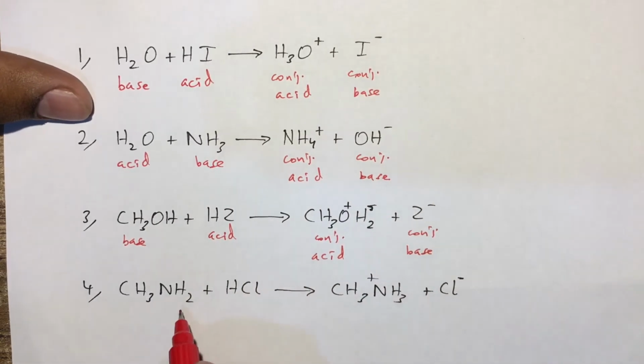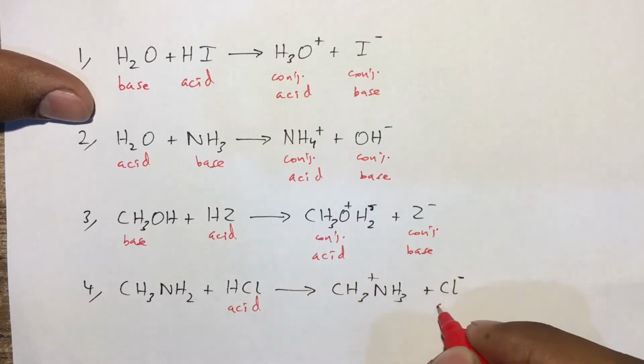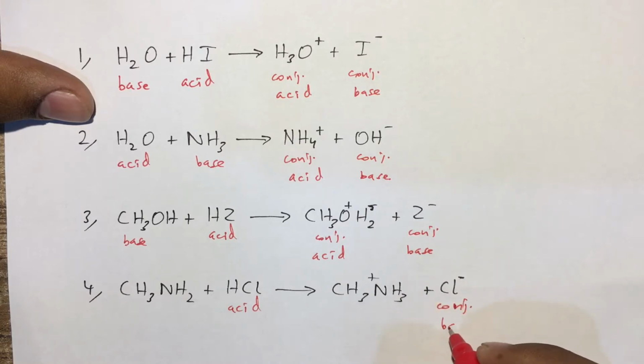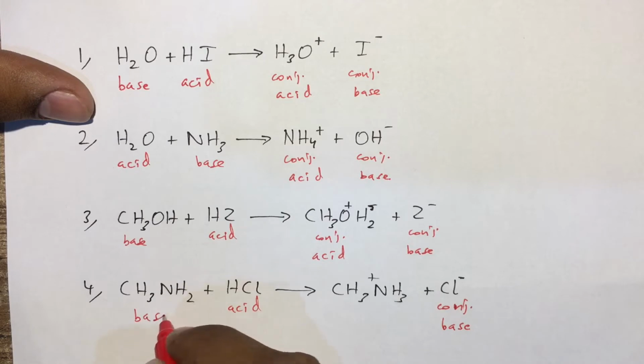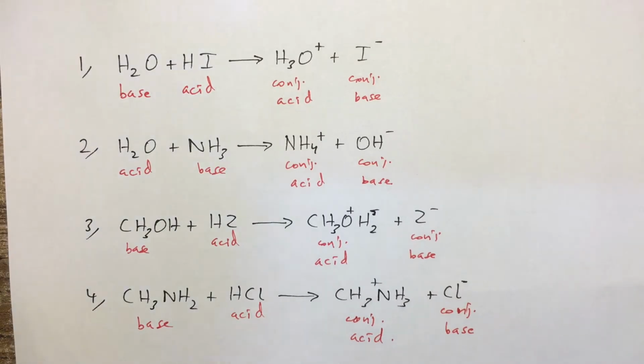Over here, CH3NH2 plus HCl gives CH3NH3 plus and Cl negative. HCl is donating a hydrogen, so it's an acid. Cl negative is the conjugate base. CH3NH2 is accepting hydrogen, so it's a base. This is a conjugate acid. So that's basically what a conjugate acid and a conjugate base are.